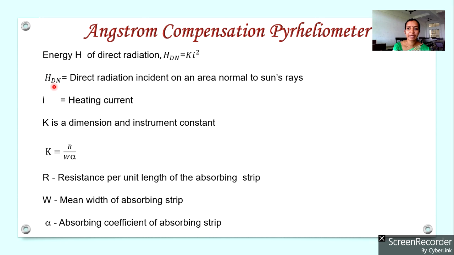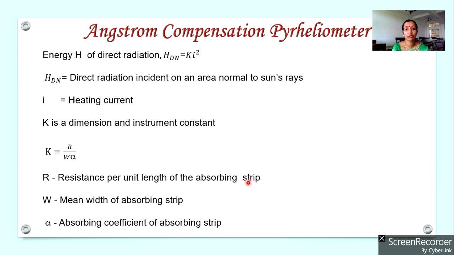So HDN means direct radiation incident on an area normal to the sun's rays, which is equal to K into I square. I is the current that is flowing through the shaded strip and K is the dimension and instrument constant of the pyrheliometer. Its value is equal to R divided by W into alpha, where R is the resistance per unit length of the shaded strip.